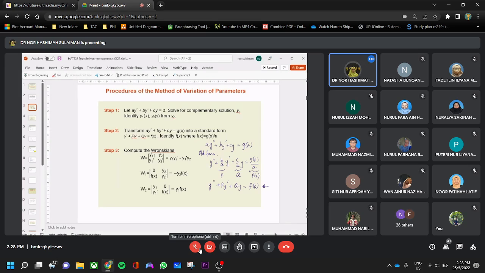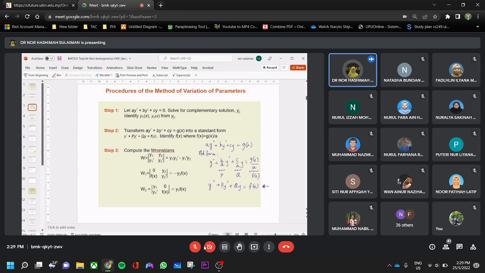Okay, cepat. Apa dia Wronskian? Anyone? Determinant. Determinant apa tu Nabil? Determinant. Okay, it's a determinant whereby the entries of the determinant tu kan? Betul tak? Betul. What can you say about the entries?